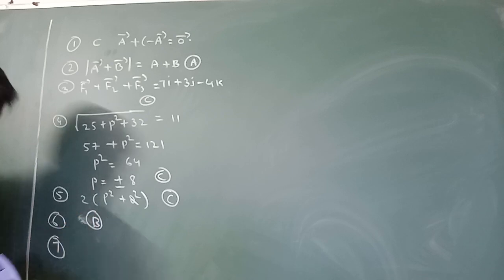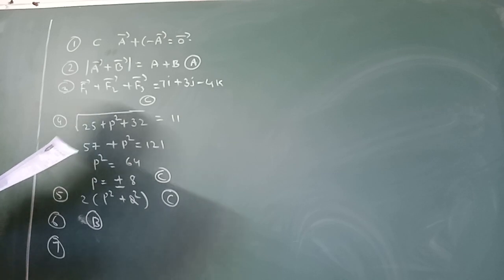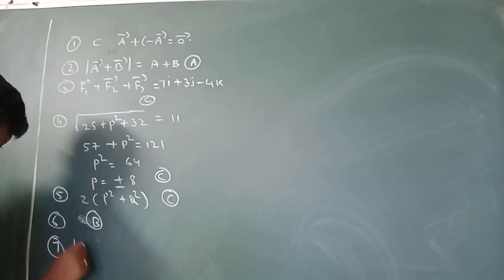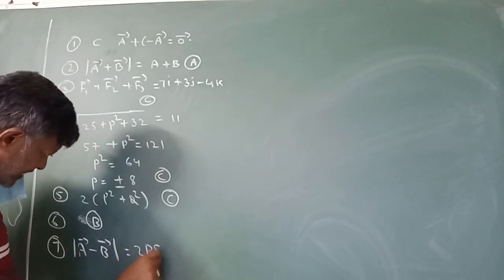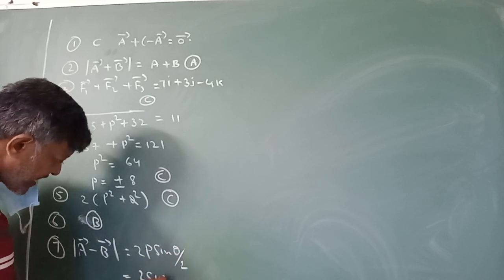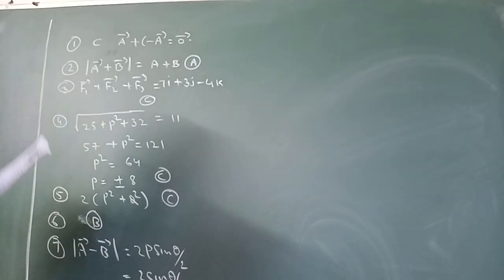Seventh one. If unit vectors a bar and b bar are inclined at an angle theta, then modulus of a minus b. Both are unit vectors, so their magnitudes are the same. The shortcut formula for modulus of a bar minus b bar is 2p sin theta by 2, where p is 1, therefore it is 2 sin theta by 2. That is option B.